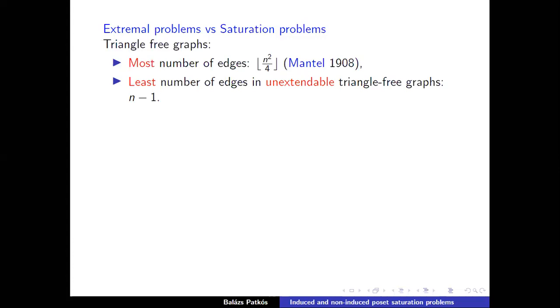And this is minimum possible, because if you have fewer edges in a graph on n vertices, then it's not going to be connected. So if you add an edge that joins two different components, then definitely no cycles, so in particular, no triangle will be created.